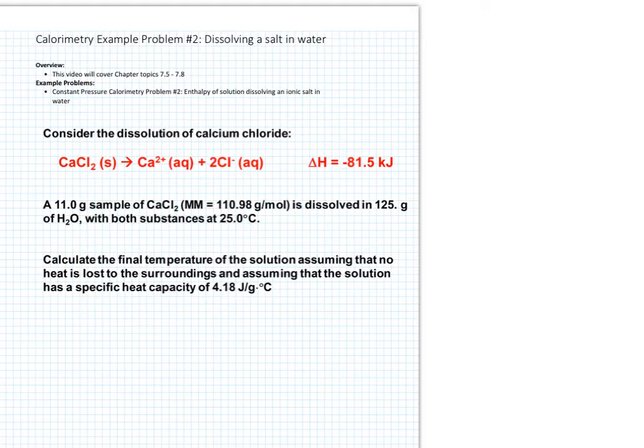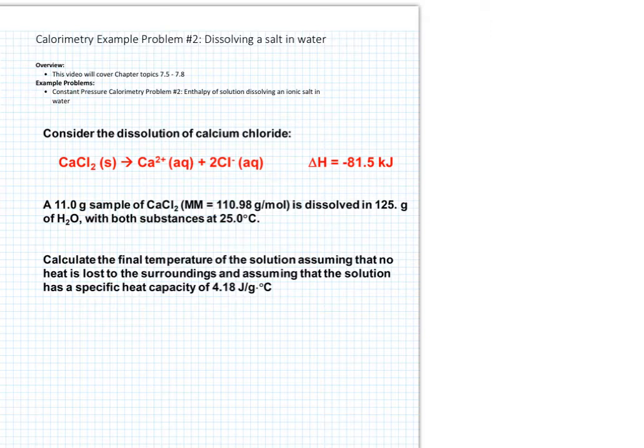If we were to put our hands on this and feel it as it was dissolving, we would notice that the water was actually getting hotter. And remember also that this minus 81.5 kilojoules is related to the stoichiometry. So it's minus 81.5 kilojoules for every 1 mole of calcium chloride. So if we dissolved a mole of calcium chloride in water, it would release 81.5 kilojoules.